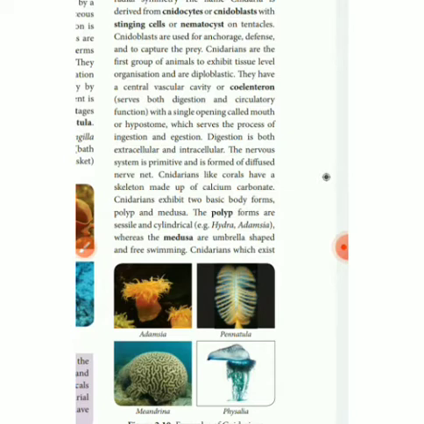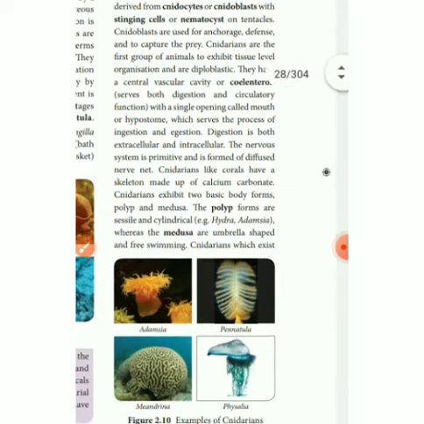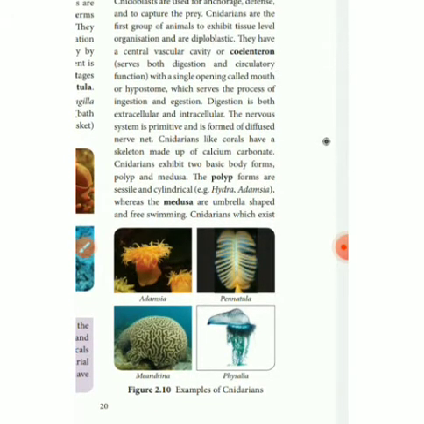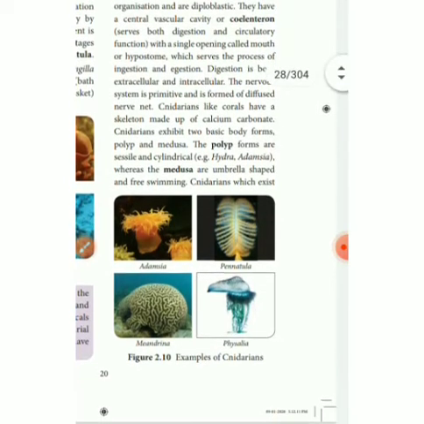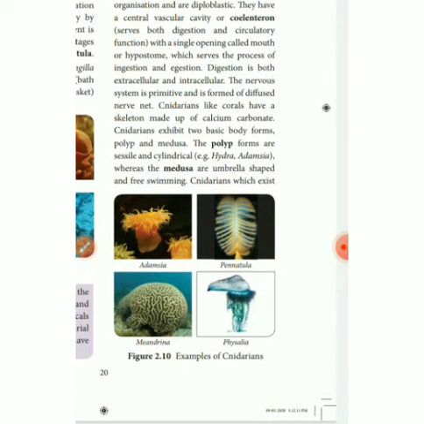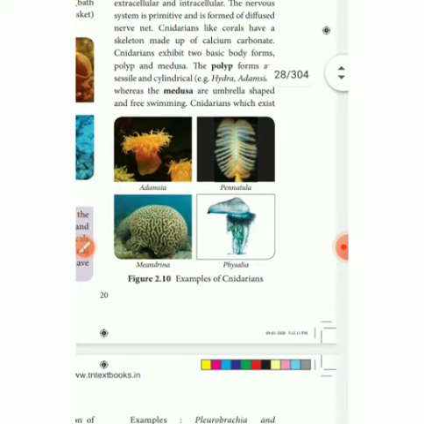What is external digestion, what is internal digestion? They produce some enzyme outside and digest the food and engulf it, or otherwise they engulf the food and after that the digestion takes place inside the body. So we are seeing both extracellular and intracellular digestion. Next, the nervous system is primitive in nature. Nerve nets are there. Cnidarians like corals have a skeleton made up of calcium carbonate. They exhibit two basic body forms, polyp and medusa. The polyp is sessile and cylindrical, whereas the medusa is umbrella shaped and free swimming.